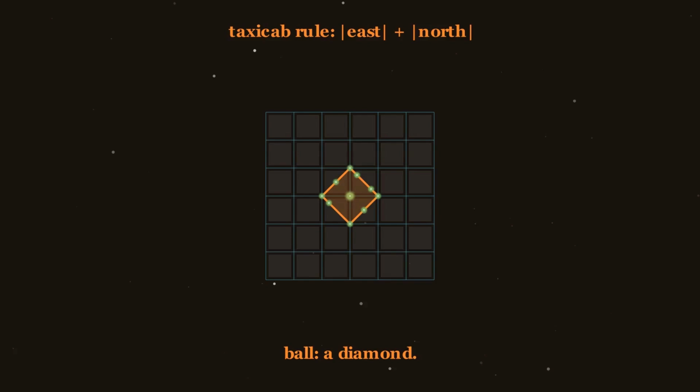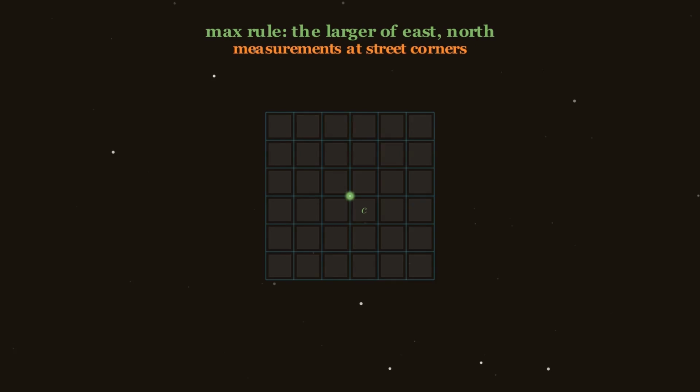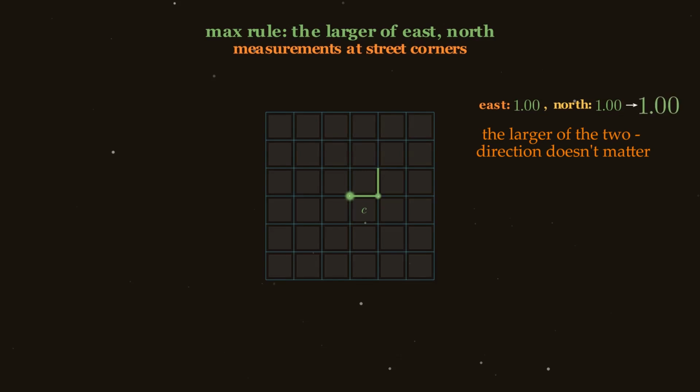Let's change it one more time. Now let the distance be your single largest step. The bigger of how far you went sideways and how far you went up. Just the larger one.